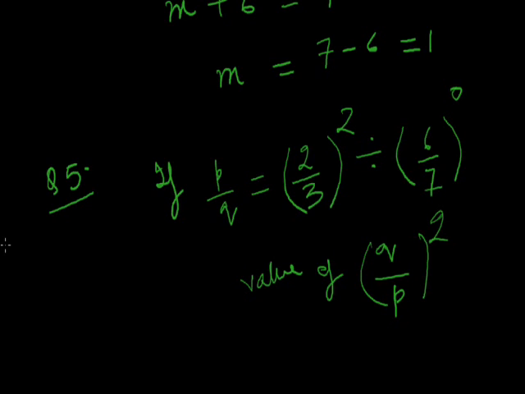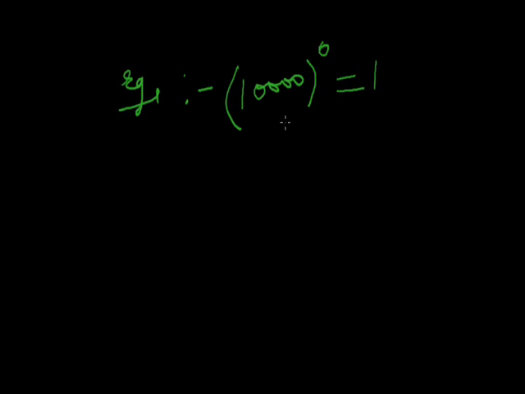Now as I told you in the earlier class also, when the power is equal to 0, then the expression becomes equal to 1. For example, if I take 1000 or 10,000 raised to the power 0, it is equal to 1. The condition is the base should not be equal to 0. This is the only condition, and anything raised to the power 0 is always 1.